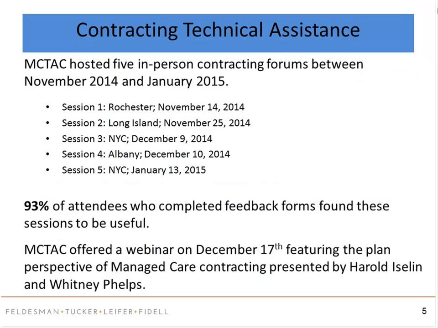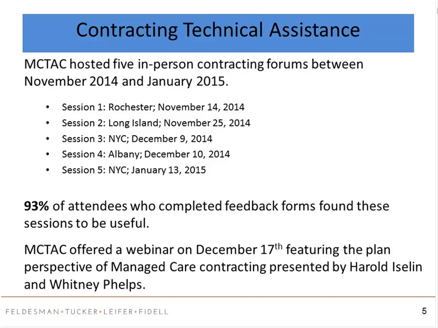We've hosted a number of these in-person events upstate with Adam. We did 5 of them. I think we had more than 600 people show up. Again, that whole event is online if you weren't able to come. And then we also hosted contracting from a managed care perspective. We had one of the plan lawyers, Harold Islin, come on and talk us through the plan perspective. That's also available on our website at MCTAC.org.